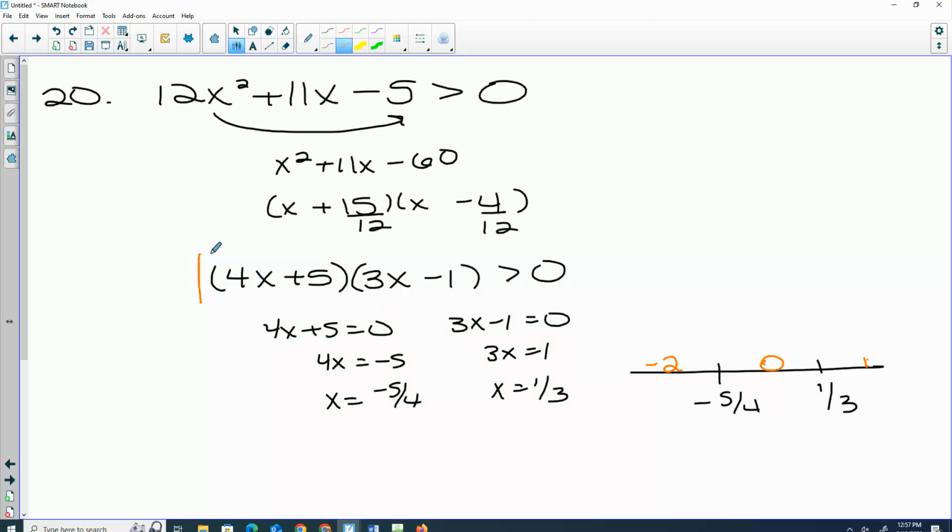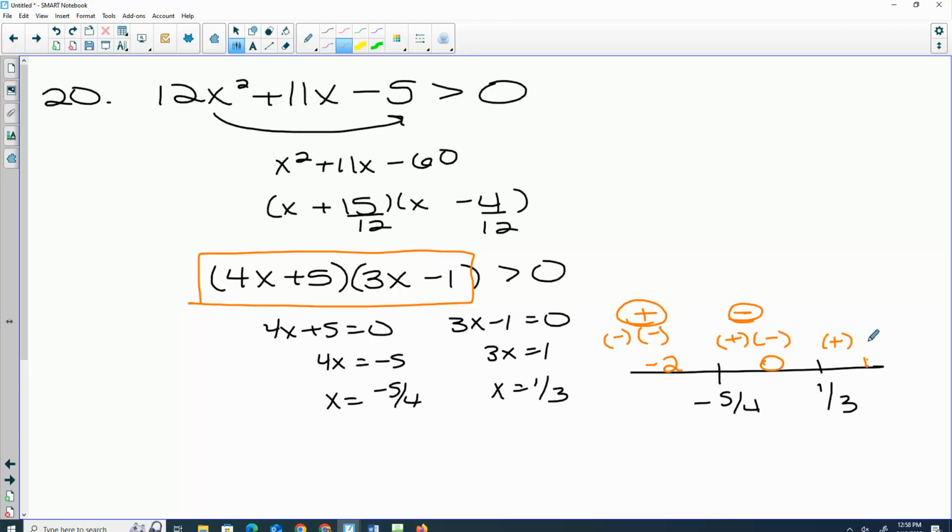And you are plugging them in to this inequality. I don't care what they equal, I just care if it's positive or negative. So if I put in a negative 2, negative 8 plus 5 is negative, negative 6 minus 1 is negative, 2 negatives make positive. Put in a 0, 0 plus 5 is positive, 0 minus 1 is negative, positive and negative make negative. Put in a 1, 4 plus 5 is positive, 3 minus 1, positive, 2 positives make positive.